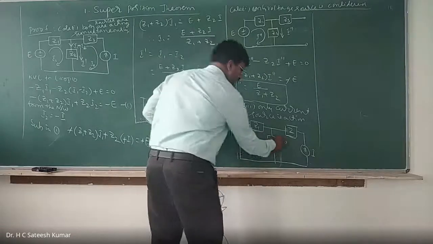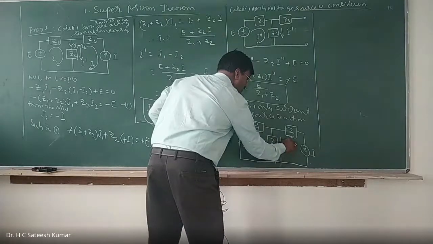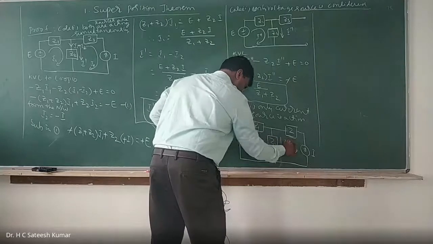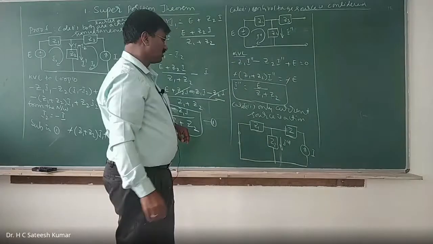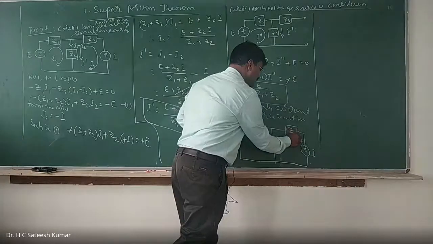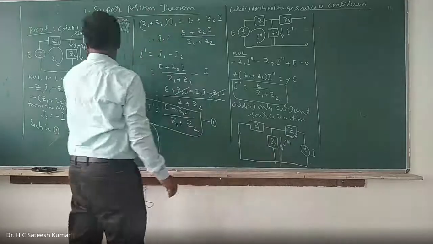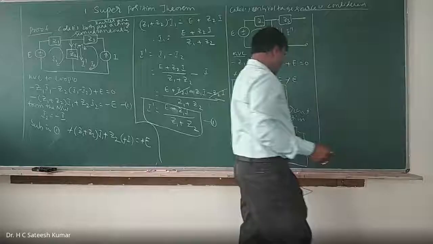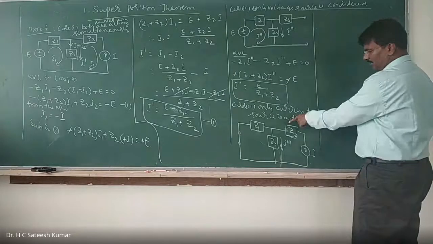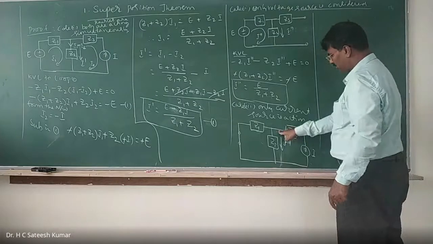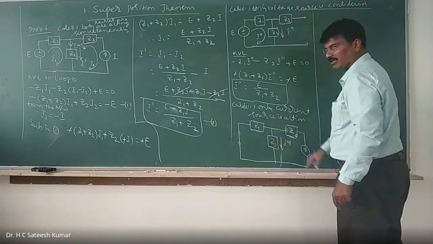Now this current I'll call I triple dash. Sorry, I triple dash. What is this I triple dash? That we need to calculate. This is your Z3. Current is flowing from here, and this same current is flowing here. Therefore, this current is divided here.